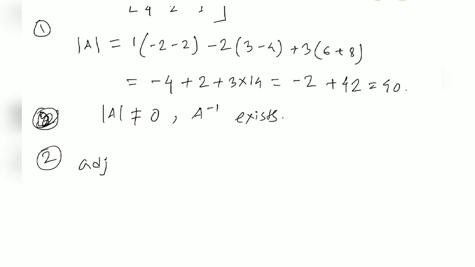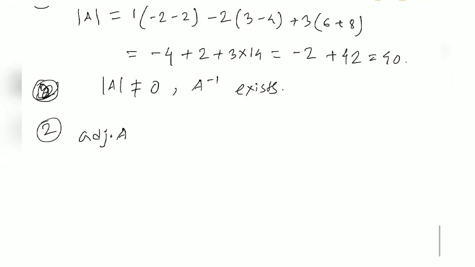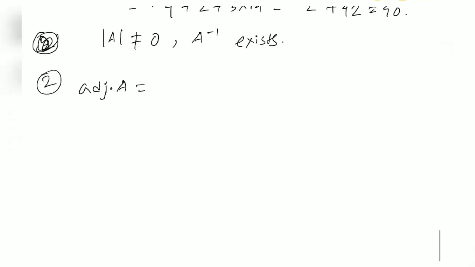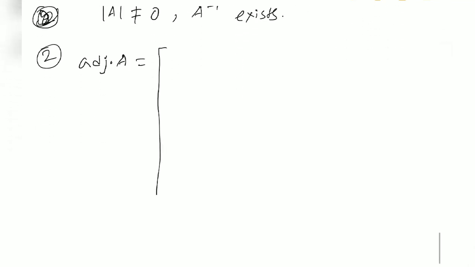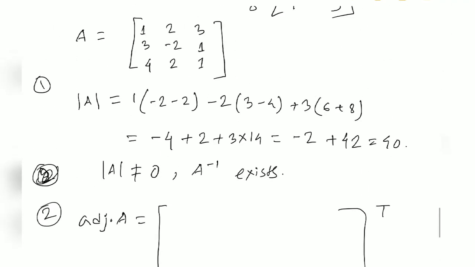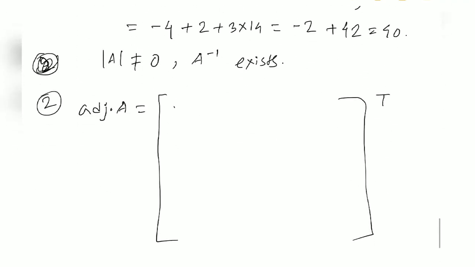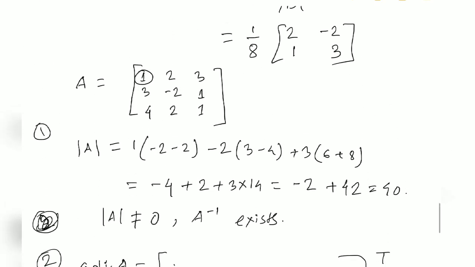And then coming to step 2, we need to find the adjoint of A. So what is the adjoint of A? The adjoint of A is the transpose of the matrix of cofactors. Now let's write the cofactor of 1. Let us write it in determinant form: minus 2 1 2 1.